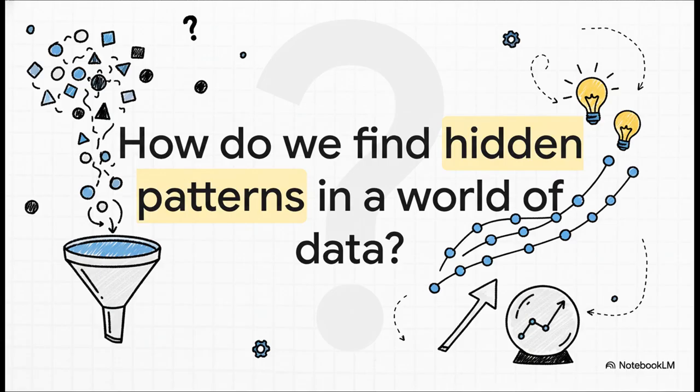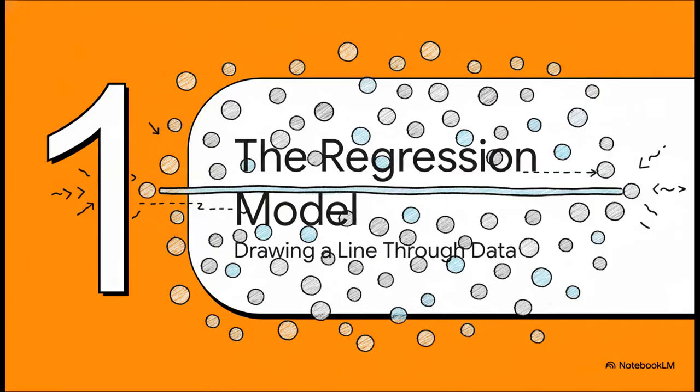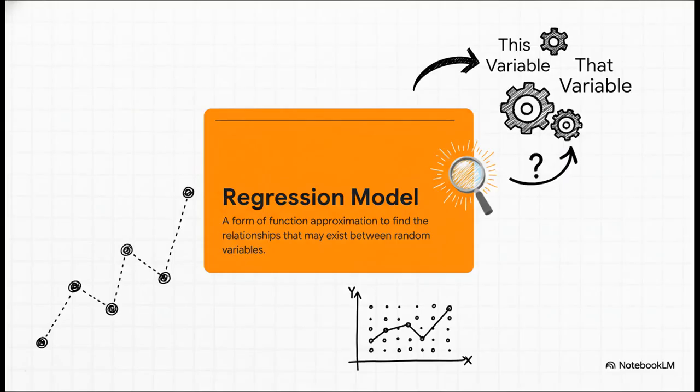All right, let's get into it. Well, probably the most powerful tool we have for this quest is something called a regression model. Now, I know that might sound a little intimidating, but the core idea is actually incredibly simple. It's really all about trying to draw the best possible line right through a cloud of data points. That's it. To put it a bit more formally, a regression model is just our mathematical way of trying to pin down the relationships between different things.